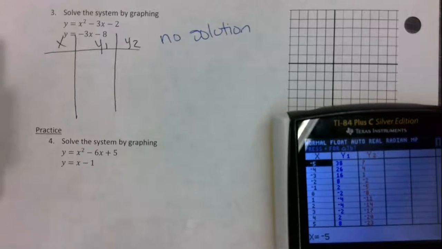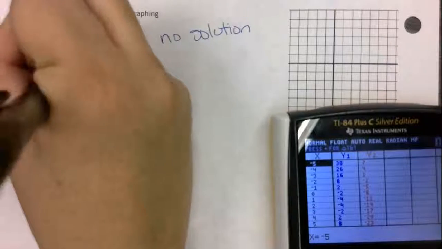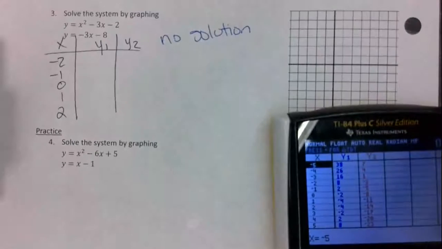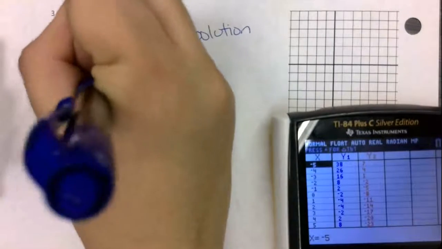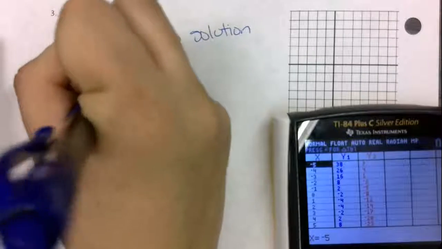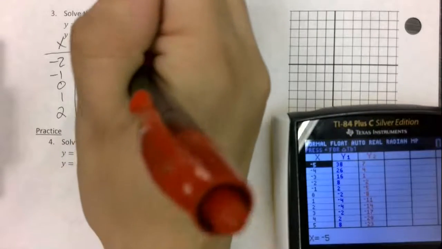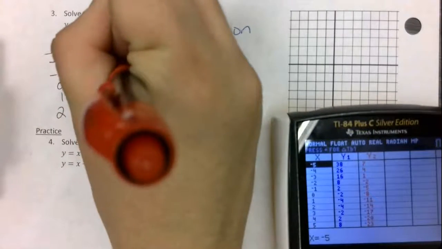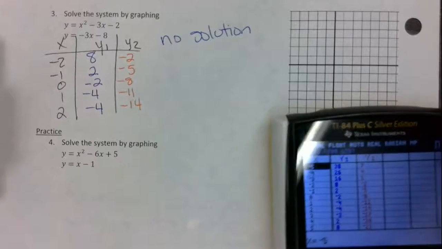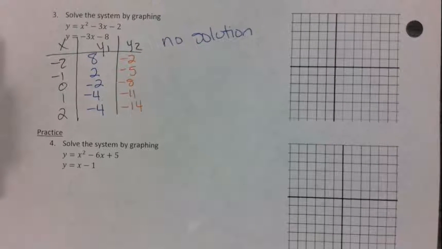I'm going to start with -2. It's because it's programmed to read them differently, but it doesn't know any better. Okay. So I've written down my points.